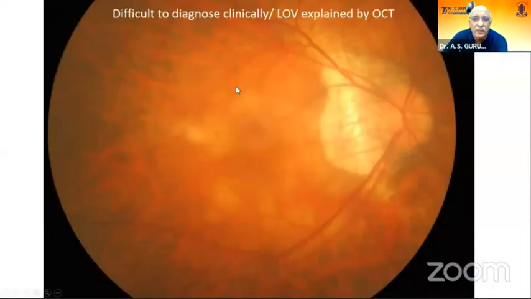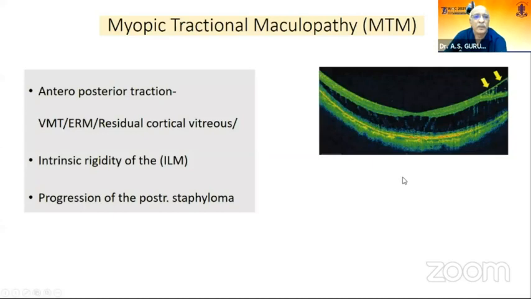Coming to the last category, this is a high myope. As you can see, the temporal crescent and the tessellation. Very difficult to diagnose. This is due to anteroposterior traction. EMT, ERM can be present. Residual vitreous cortex is what can cause the traction.